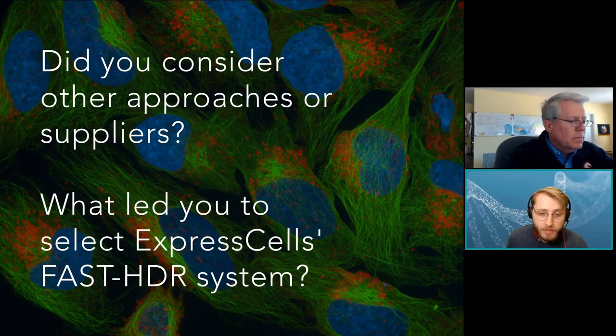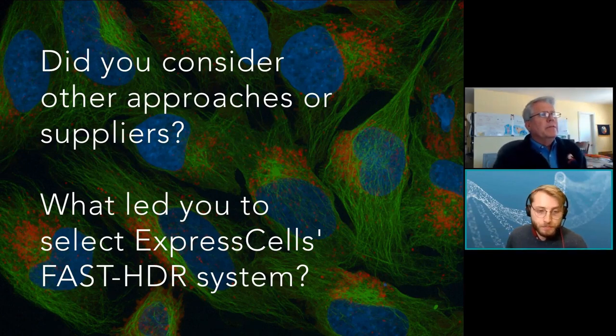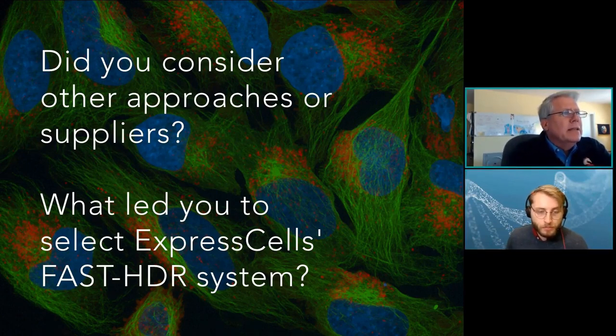Yeah, great point. So John, did you consider any other approaches or suppliers? Like what led you to select specifically ExpressCells and their FAST-HDR system? Yeah, so we did look at other vendors, and we also looked at other approaches. In terms of other approaches, we also planned to work with well-characterized cell lines to knock in the genes for the HLA as well as the antigen G gene. So there was this other approach where we would actually knock in the entire gene.